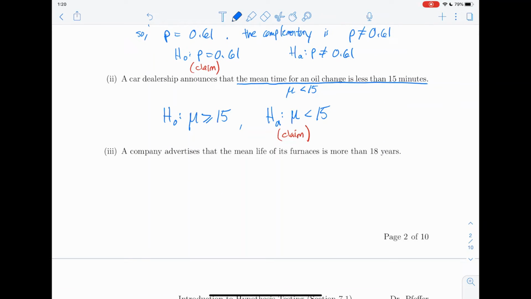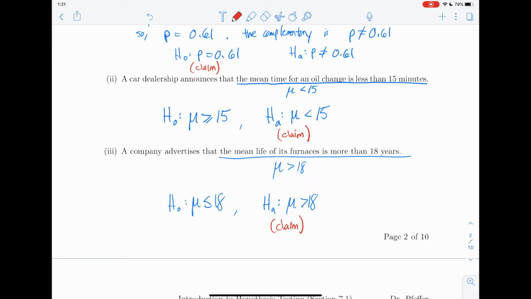Number 3 here makes a claim that a company advertises that the mean life of its furnaces is more than 18 years. Mean, again, means mu, and more than 18 is greater than 18. I do not see a greater than or equal to. What that means is that the claim here is actually the alternate hypothesis, and the opposite is the null hypothesis, which in this case is mu is less than or equal to 18. Or again, the claim made by the company in this case is the alternate hypothesis.